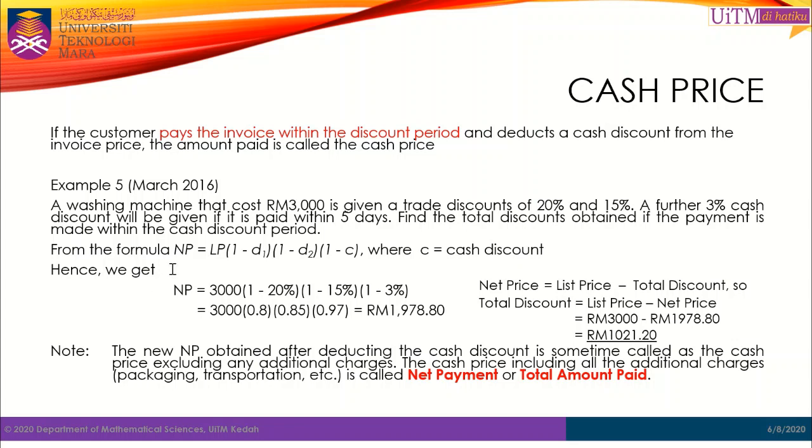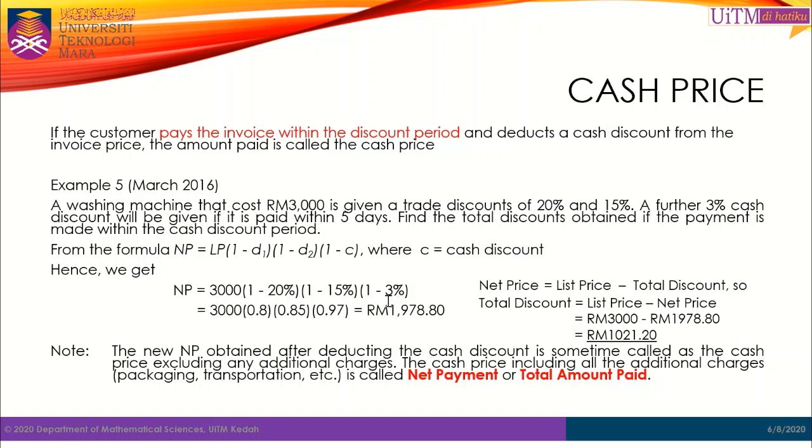So finding the net price, you have the net price to be LP (1 minus D1), that is the trade discount 20%, (1 minus D2), trade discount 15%, and (1 minus C), the cash discount. Okay, the formula will continue with plus AD if there exist any additional charges, for example transportation charges, handling charges and so on. Okay, but in this case we just omit the plus AD over here. So hence in this case we get the net price to be 3000 × (1 minus 20%) × (1 minus 15%) × (1 minus 3%), because the payment is made within the cash discount period. So he is entitled to the 3% discount.